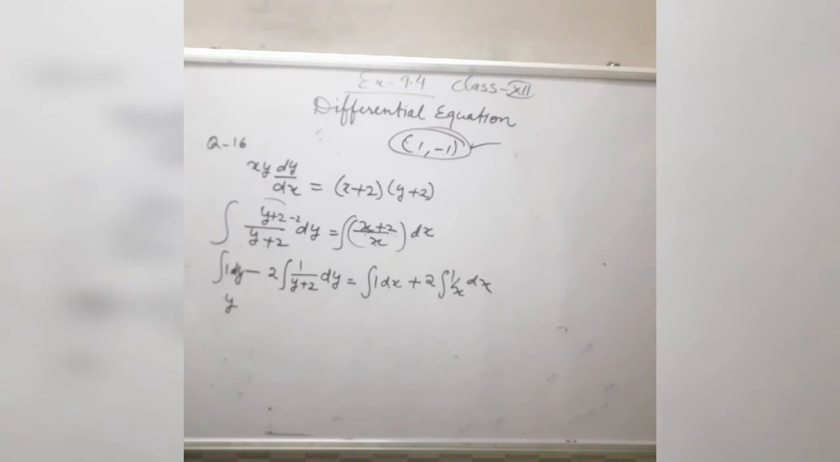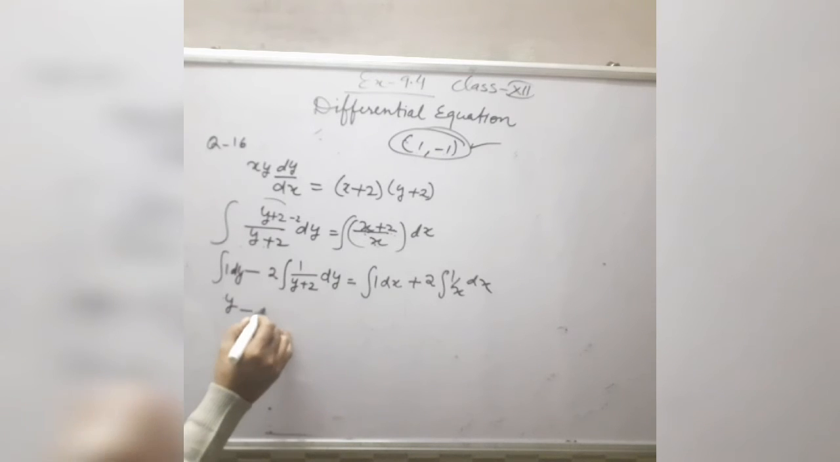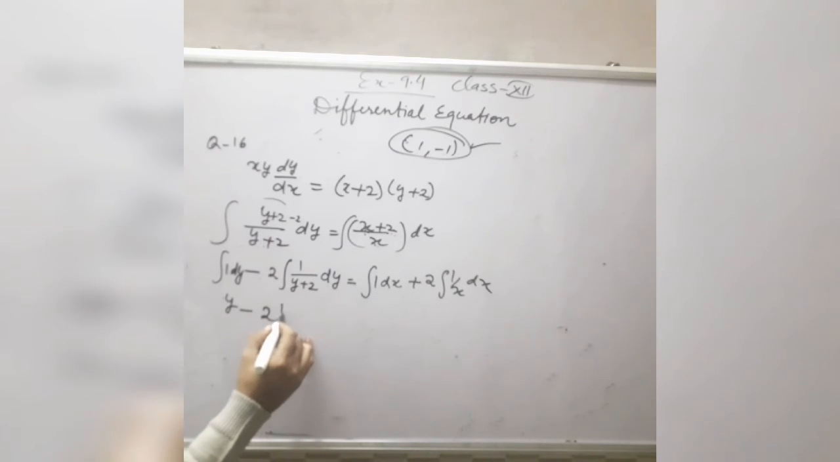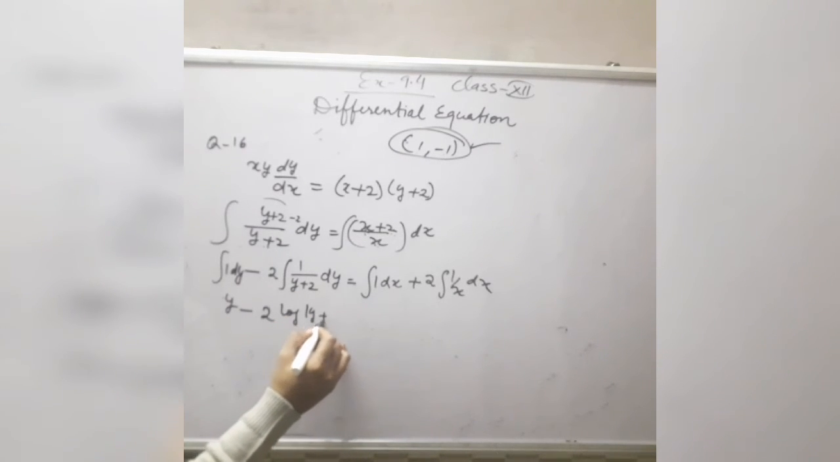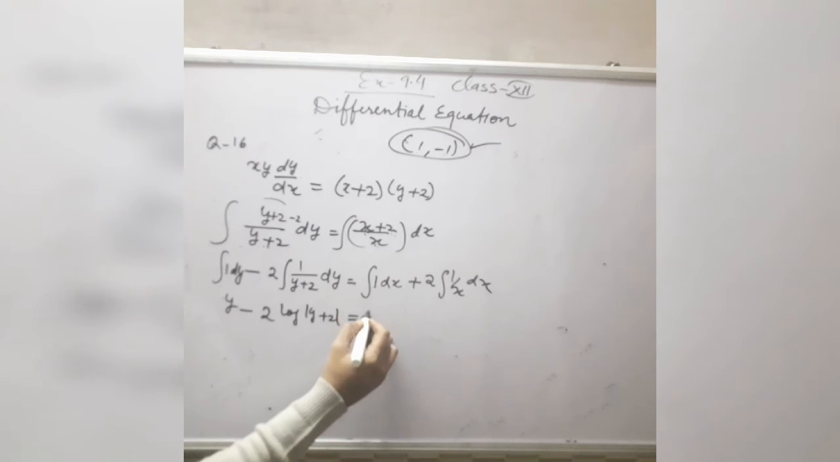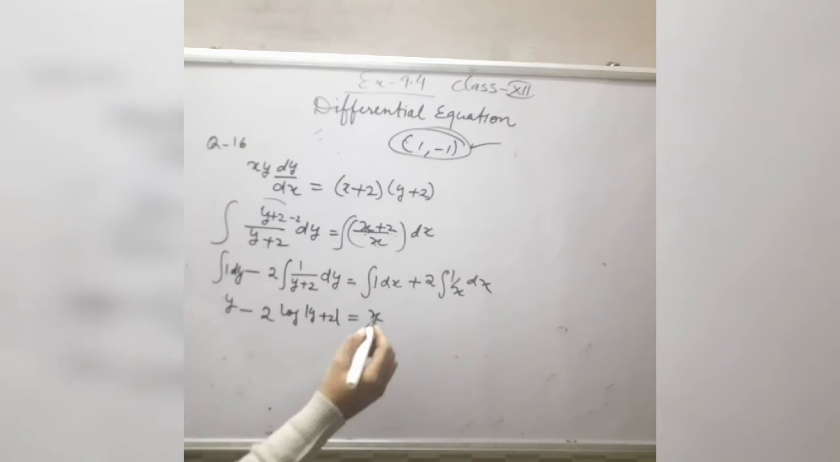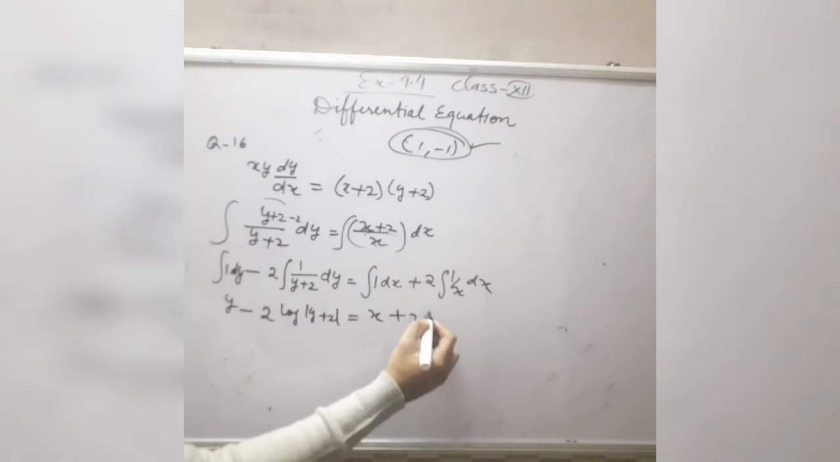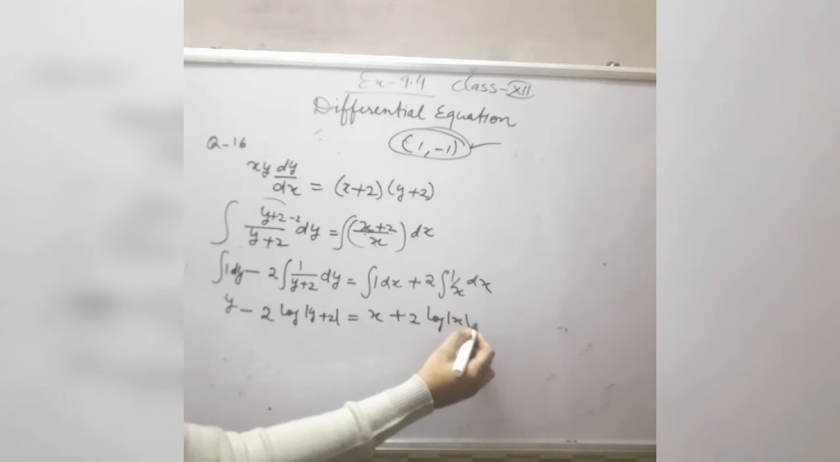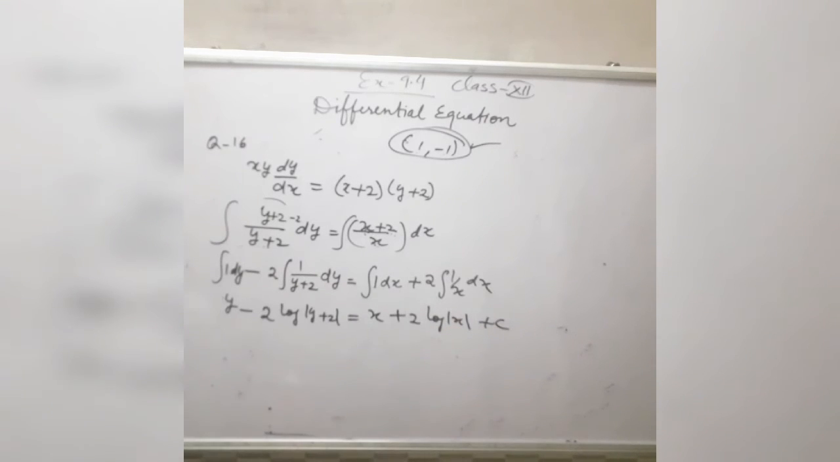Integration of 1 with respect to y is y. The 2 remains as it is, integration of 1 by y plus 2 is log of y plus 2. Here also the integration of 1 is x. This 2 remains as it is, integration of 1 by x is log x, plus the integration constant c. So this is the general solution.